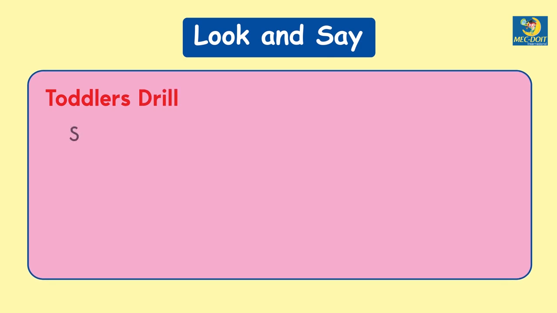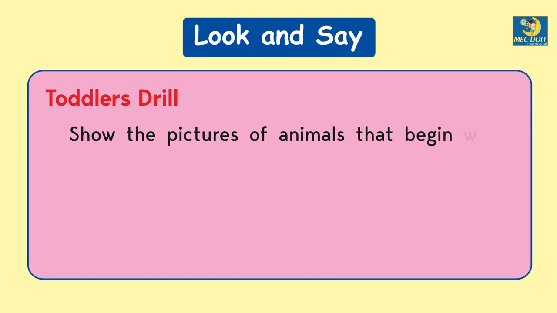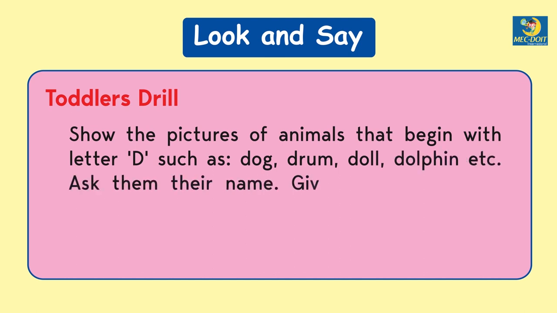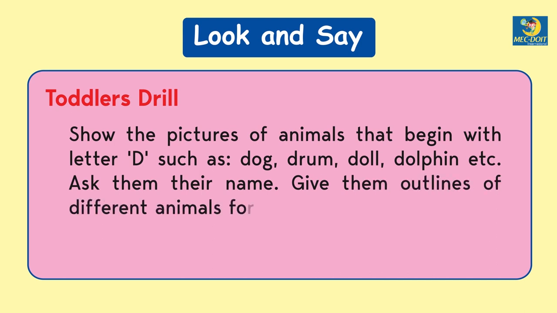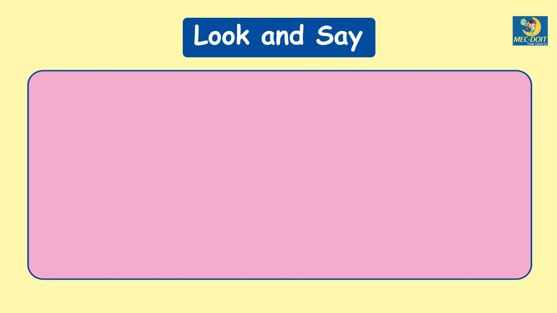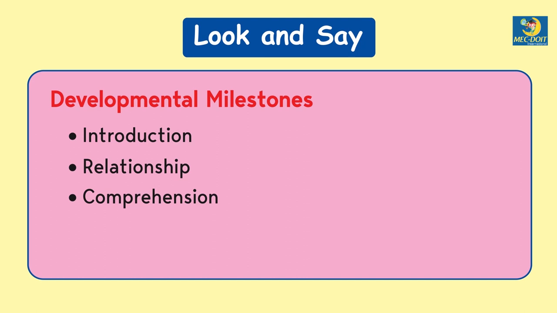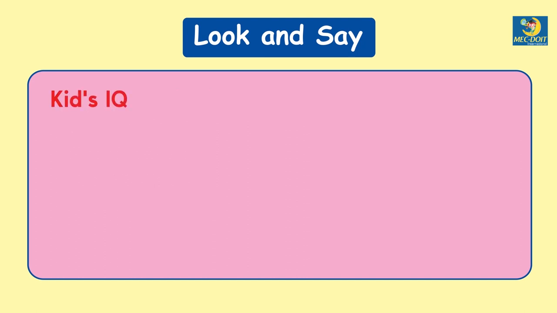Toddler's drill. Show the pictures of animals that begin with letter D, such as dog, drum, doll, dolphin, etc. Ask them their name. Give them the outlines of different animals for coloring. Developmental milestones. Introduction. Relationship. Comprehension. Kids IQ.